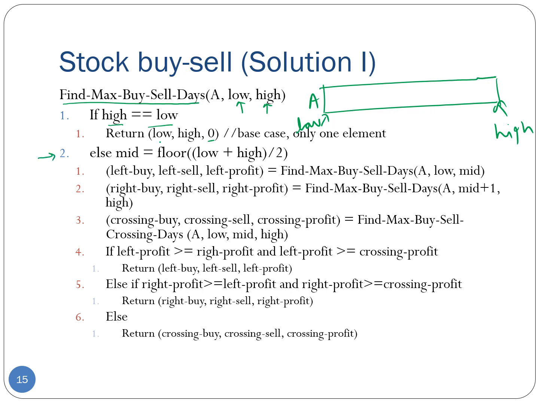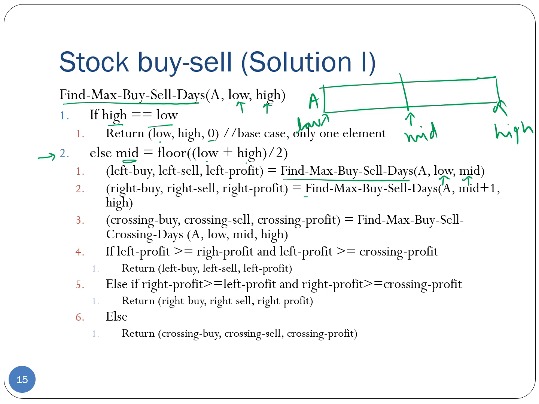The second case here is the recursion. If there are more than one element, then we divide and find the middle point. Let's say this is our midpoint here. We find the midpoint by taking an average of the low and the high, and then we recurse on the left half and the right half. This is the first case, where we are recursing on the left half: we pass the original low as the low, and we pass the mid as the high. So we are recursing on the left half here.